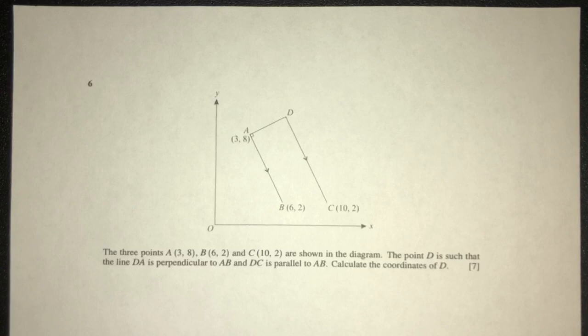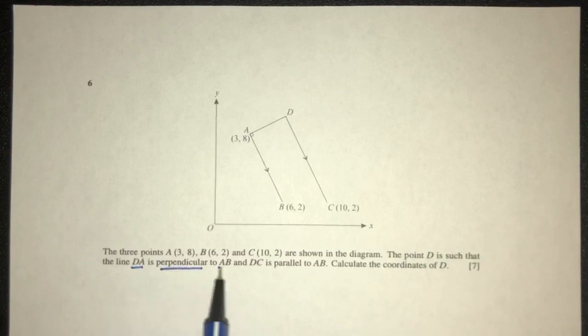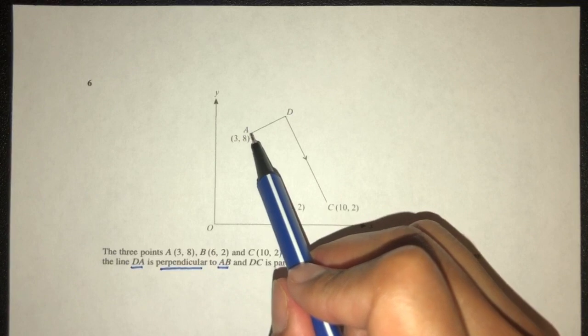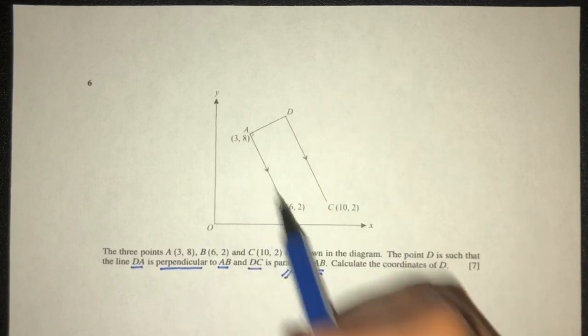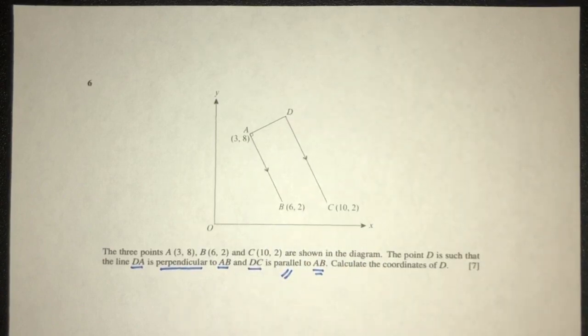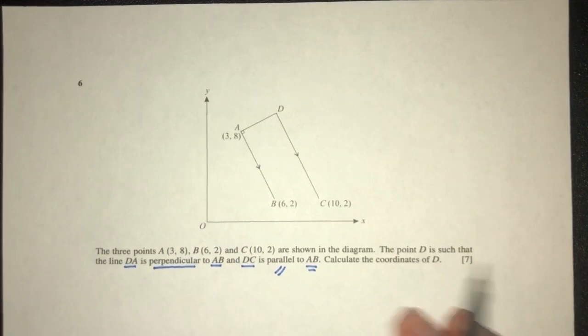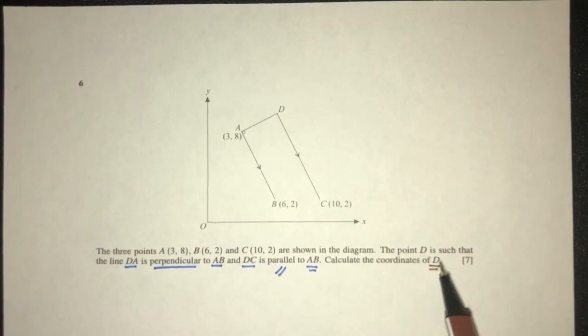The 3 points A, B, and C are shown in the diagram. Okay, good to know. Now, the point D is such that the line DA is perpendicular to AB. So the line DA is at right angle to the line AB. And DC is in the same direction as AB. Okay, as we can see here, they are in the same direction. Now what else can we know? We have to use this information to find the value of the point D.